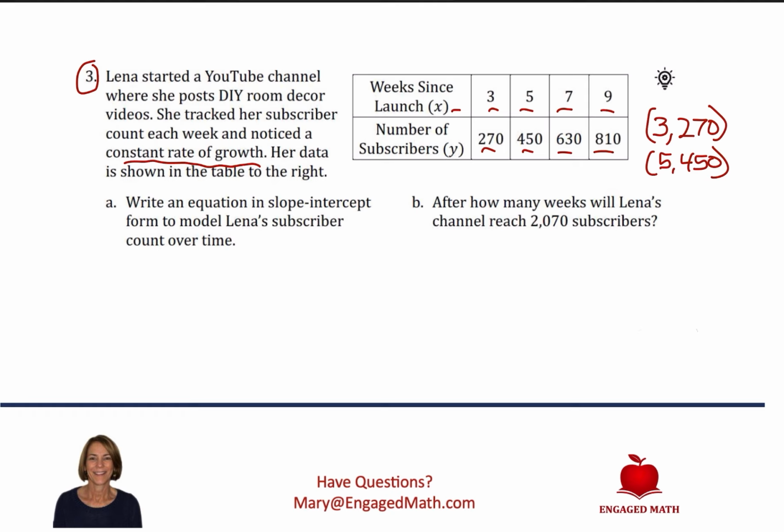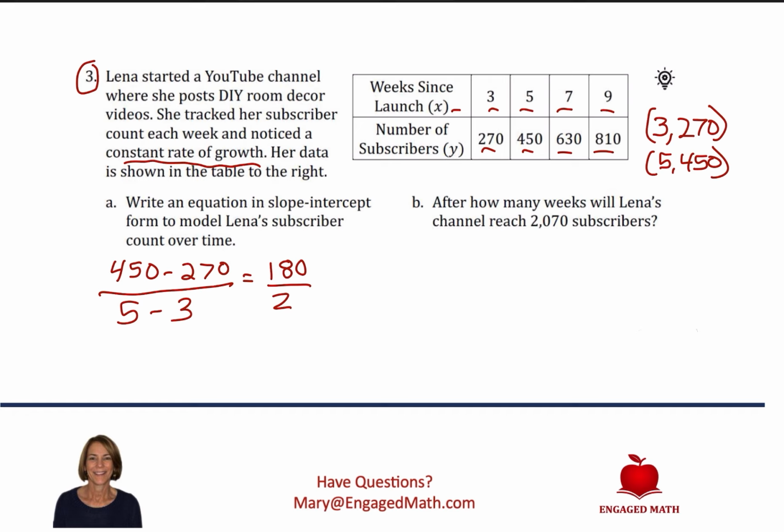Now I'm going to use our knowledge of slope, which has been in previous lessons, so I'm not going to review that. It's going to be y2, so 450 minus y1, so minus 270, over x2, which is 5, minus 3. So what I get here is 180 over 2, which represents my slope.